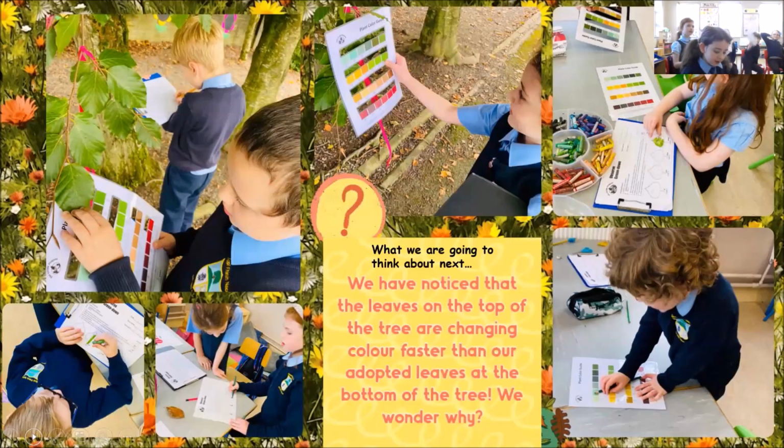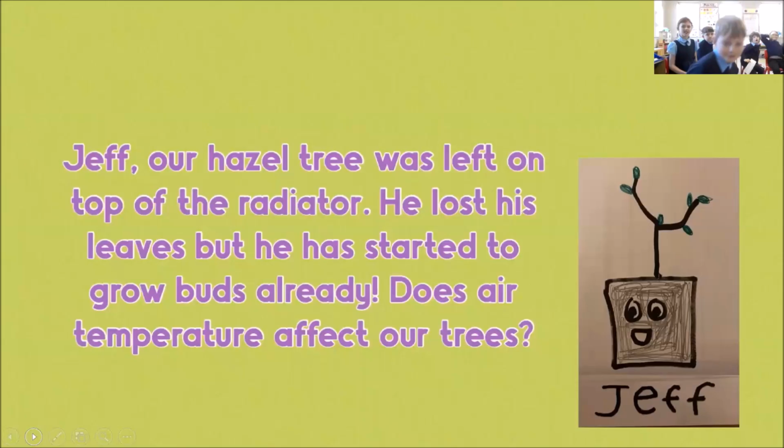Doing our project, we thought of some more questions. And Ross saw something very interesting and he's going to explain our next slide. Jeff, our hazel tree, was left on top of the radiator. He lost his leaves, but he has started to grow buds already.